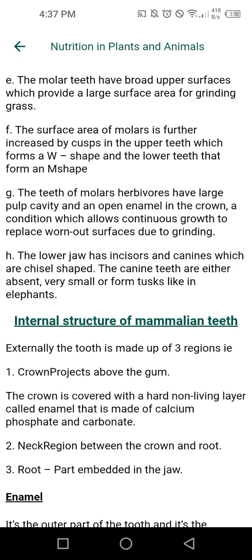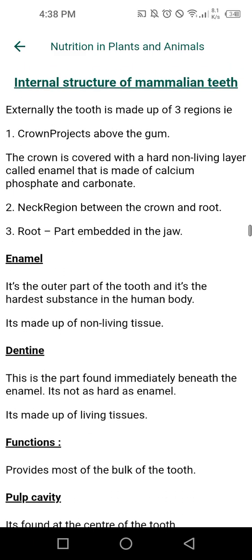G. The teeth of herbivores have a large pulp cavity and an open enamel in the crown, a condition which allows continuous growth to replace worn-out surfaces due to grinding. H. The lower jaw has incisors and canines which are chisel-shaped. The canine teeth are either absent, very small, or form tusks like in elephants. Internal structure of mammalian teeth.